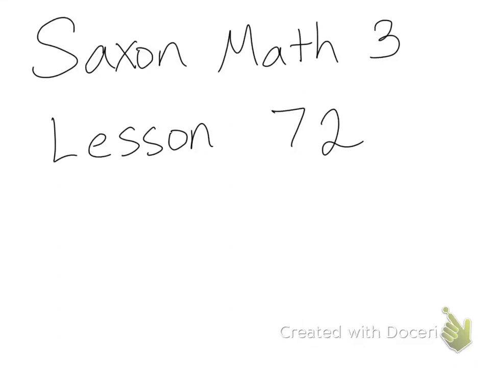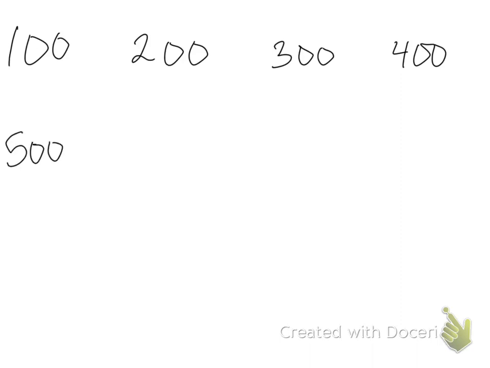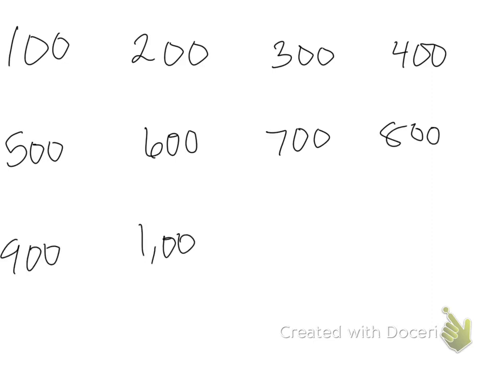Hello, today's math lesson is lesson 72, rounding numbers to the nearest hundred, estimating sums and differences of three-digit numbers. To help us learn how to round to the nearest hundred, I'm going to write the numbers we say when we count by 100s on the board. So count with me as I write these. We start with 100, and then we go 200, 300, 400, 500, 600, 700, 800, 900, 1,000.